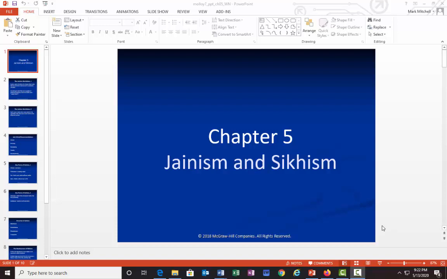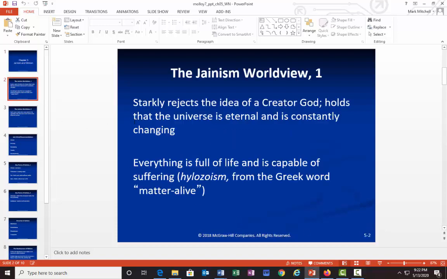And again, we have a few slides, not too many, and it covers just some things that are in the textbook, and there's others in there too as well, other items that are of interest too. And I'll add a little bit that's maybe not with the PowerPoint slides going forward. So we're going to look at Jainism and Sikhism today. So our first slide is really just going to give us some background on the Jainism worldview.